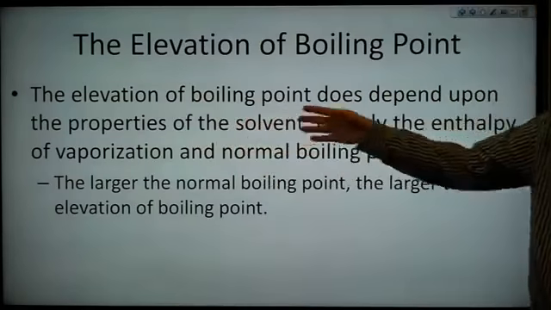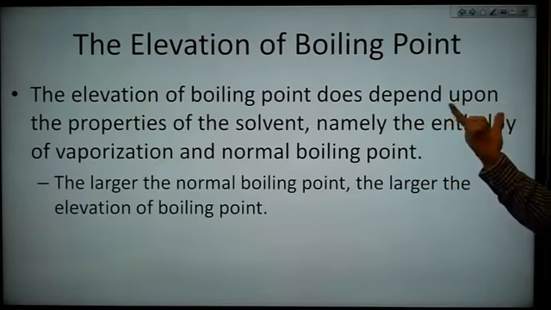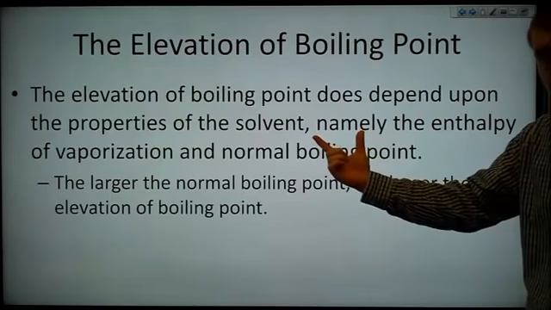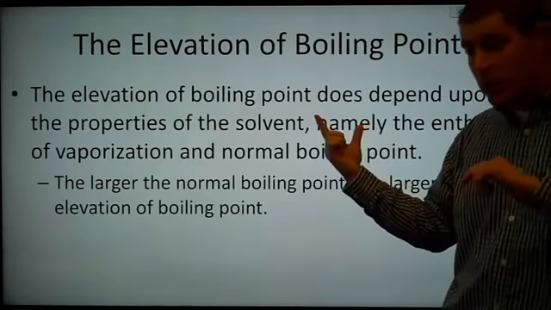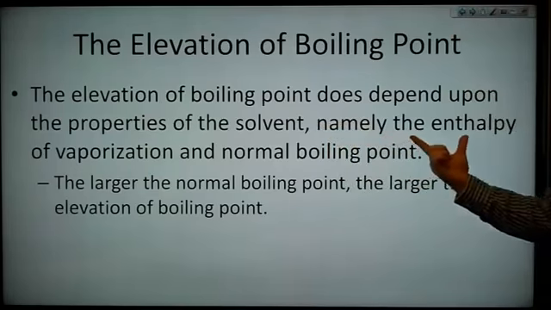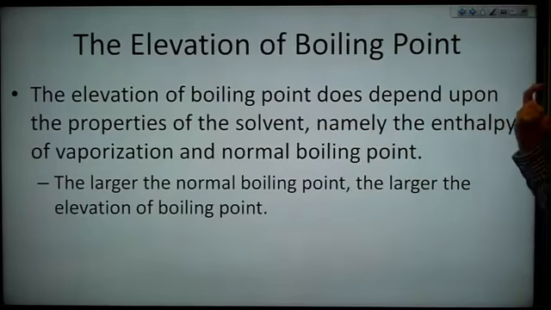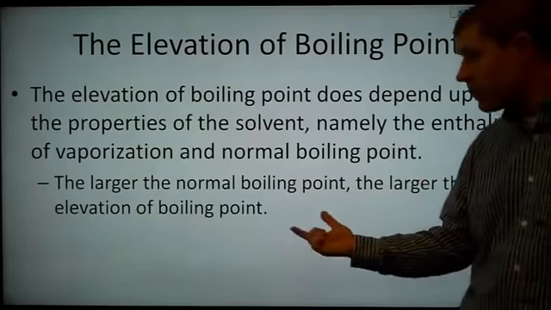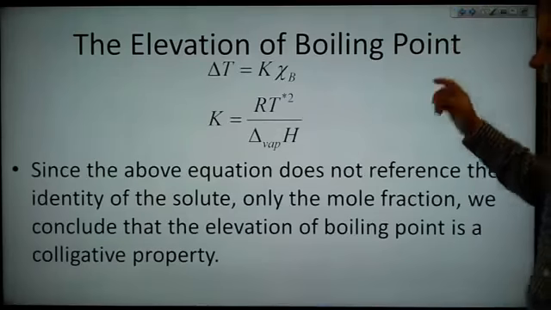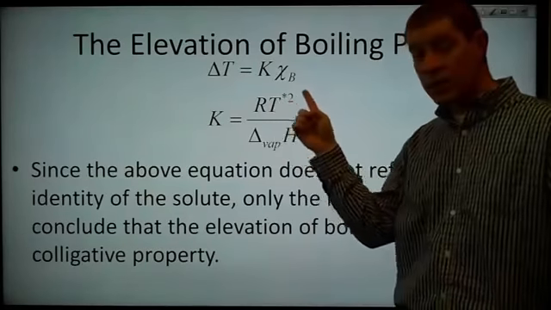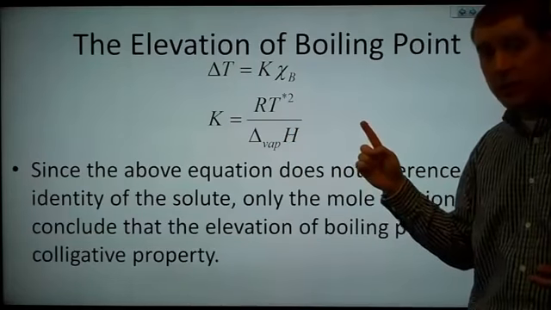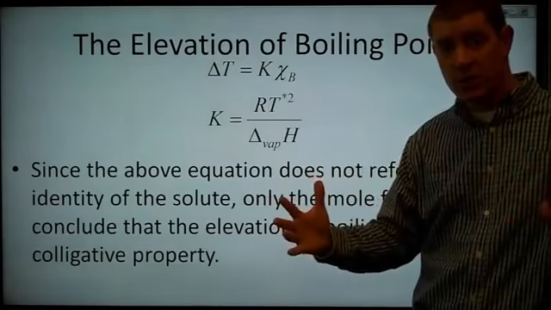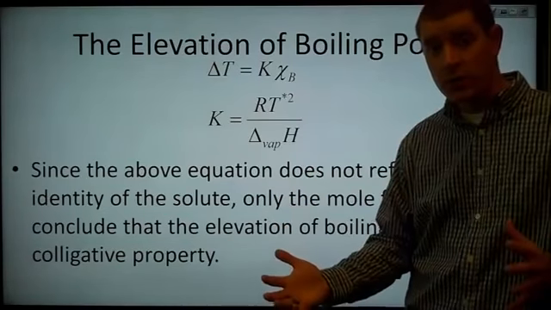Alright, so the elevation of boiling point does depend on the properties of the solvent, the enthalpy of vaporization, and the normal boiling temperature. But, so this means that the larger the normal boiling point, the larger the elevation of boiling point. Because again, let's go back and take a look here. The larger T star is, the larger the normal boiling point is, the larger K is, and that means the larger that change in temperature is when we add our solute.